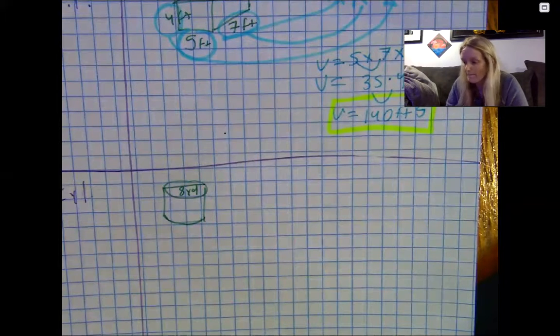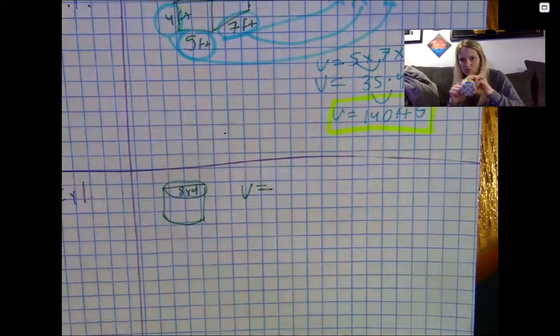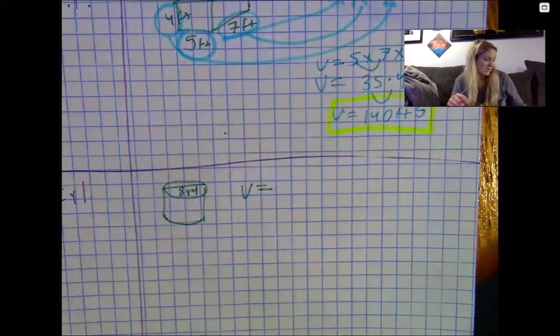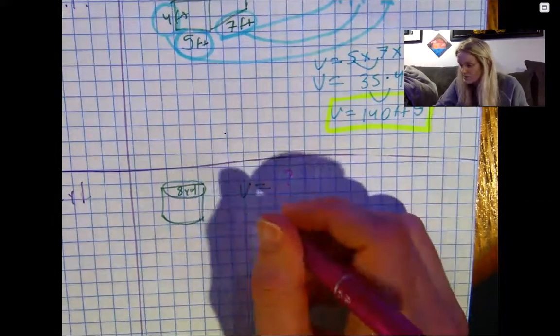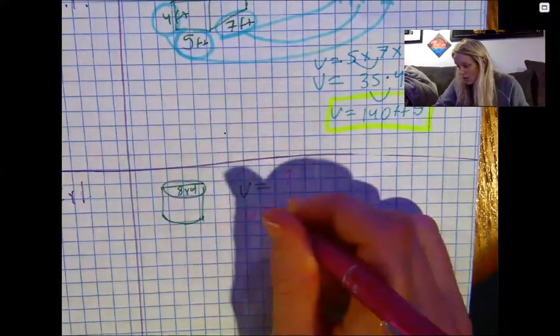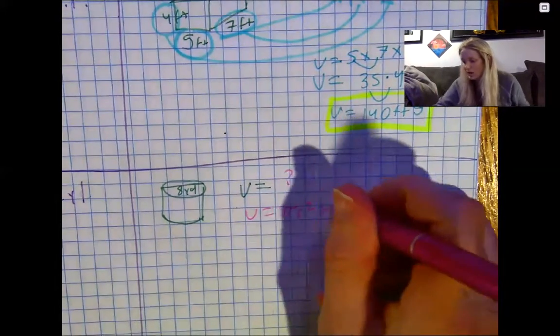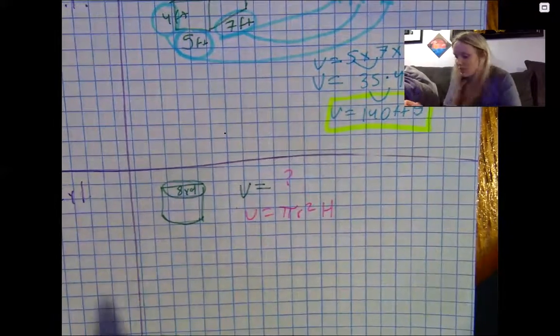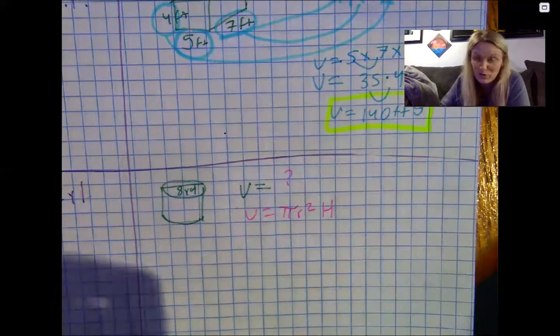So I need to go back to my formula, and they're asking me what is the volume of this container. I look back at my formula for volume for a cylinder, and it's the area of the base. The area of the base is a circle, so pi times radius squared. The area of a circle is pi times radius squared, times the height, correct? So I need to now plug in my information. Well, first, this person has to give me the height, or there's no way I can solve this problem.